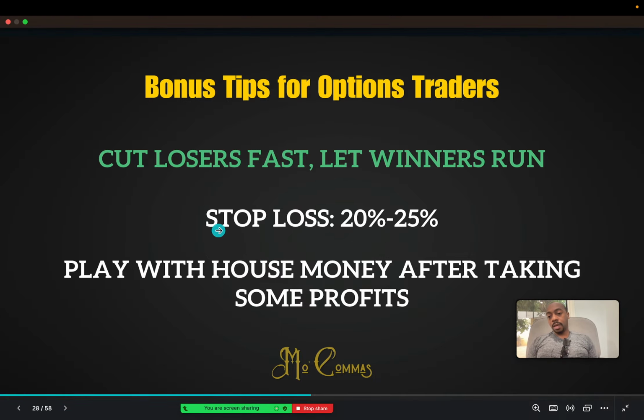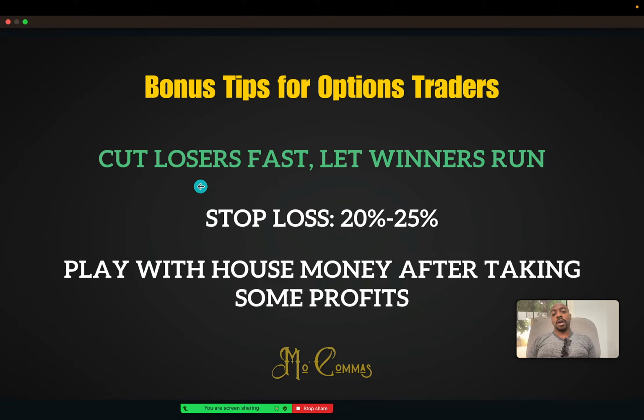Bonus tips: cut losers fast, let your winners run. On options, I would keep a stop loss of around 20 to 25% on average. Maybe you might do 15% if something's really exhausted, but you need to have a little bit more wiggle on your options versus trading shares. I used to trade shares too. Shares move 1 to 1, so you can have a shorter stop, but options are going to wiggle a little bit more. If you have a 5%, 10% stop loss on an option, you're going to get stopped out almost every time unless it goes in your direction.